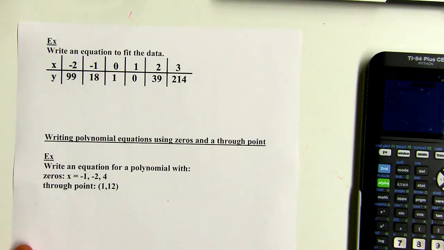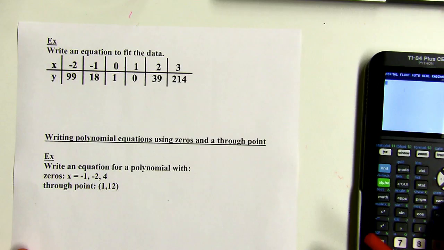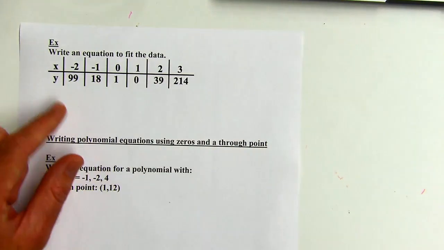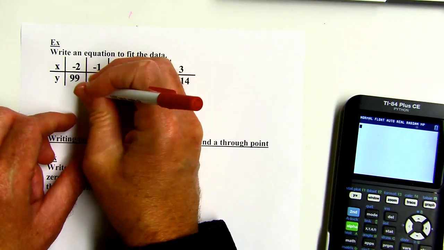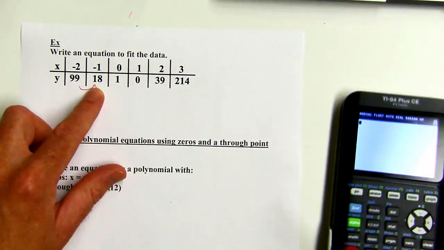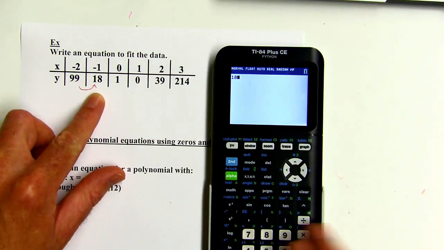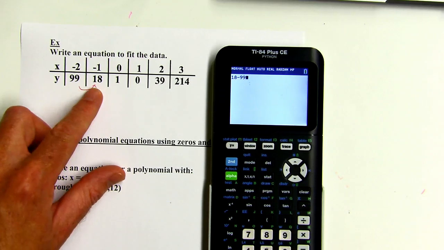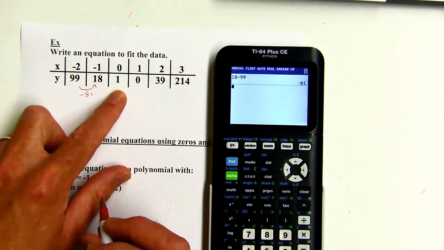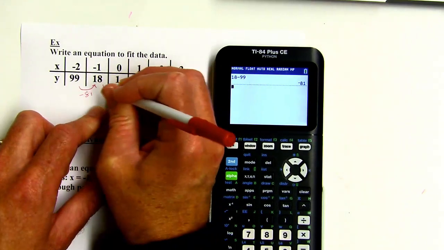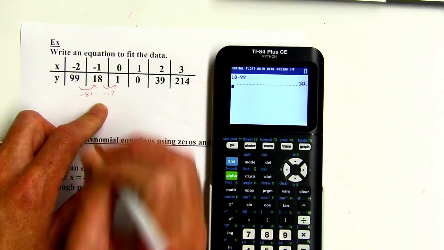So I'm looking at these, okay, and my x's are evenly spaced, right? So now I can test the y. So I'm thinking 99. I'd have to subtract something to get to 18, right? So just quickly, I could do 18 minus 99. Any number, subtract the previous number. So this is -81. 1 minus 18 would be -17. Makes sense. We'd subtract 17 right there.